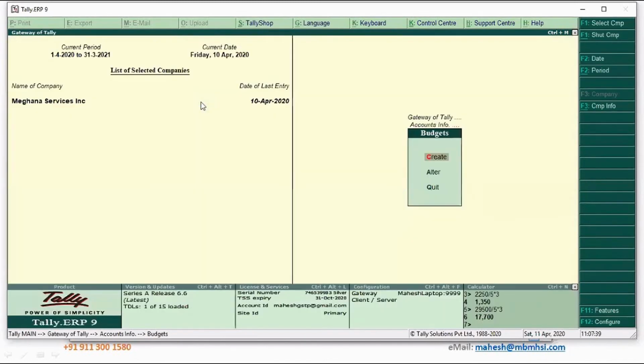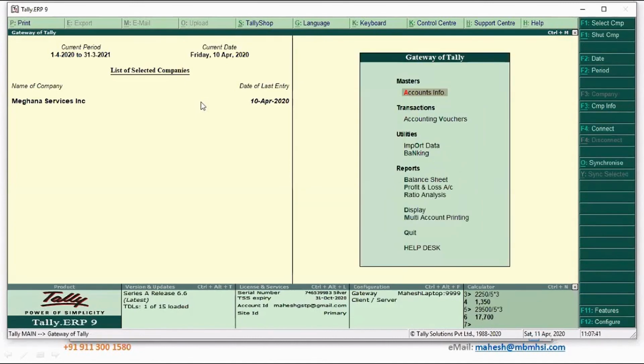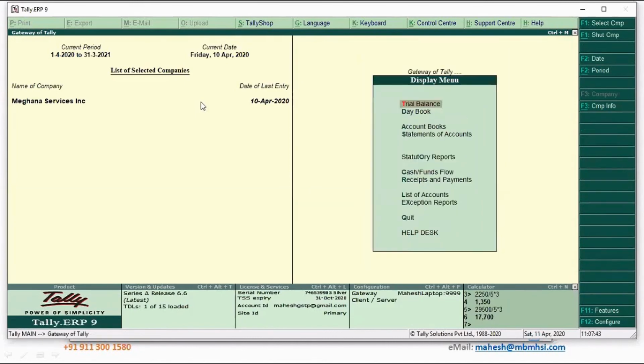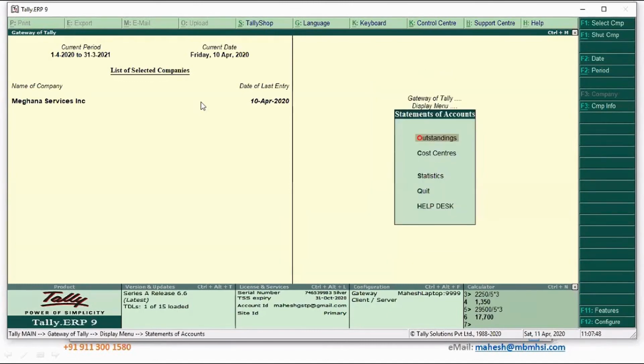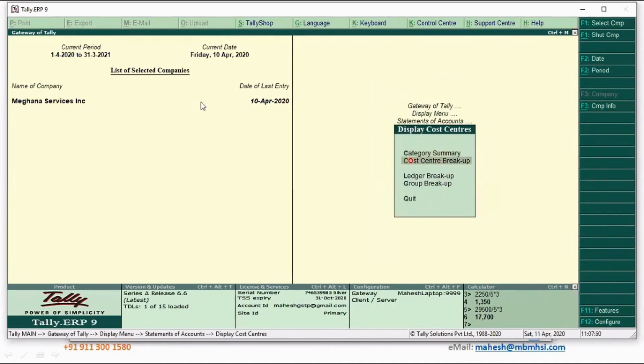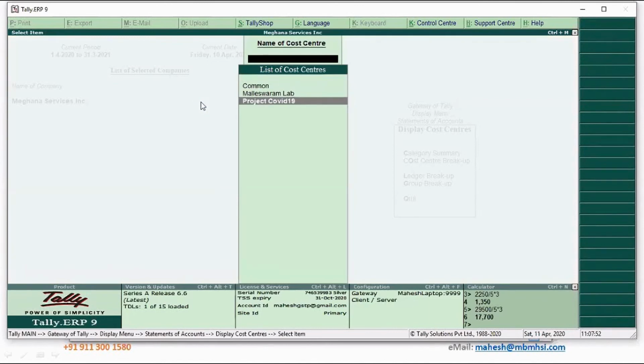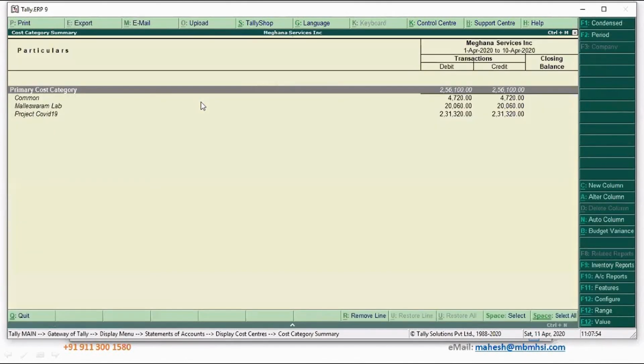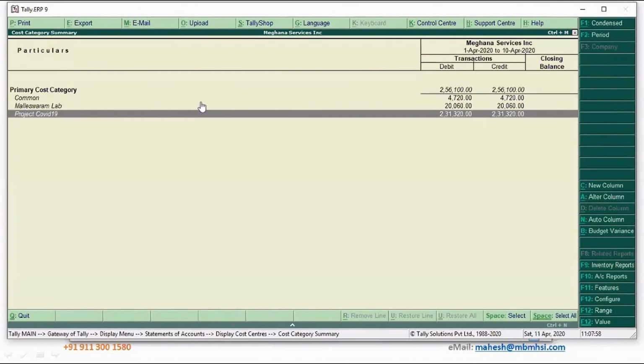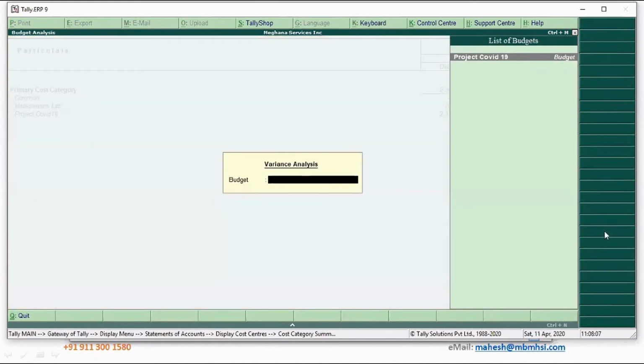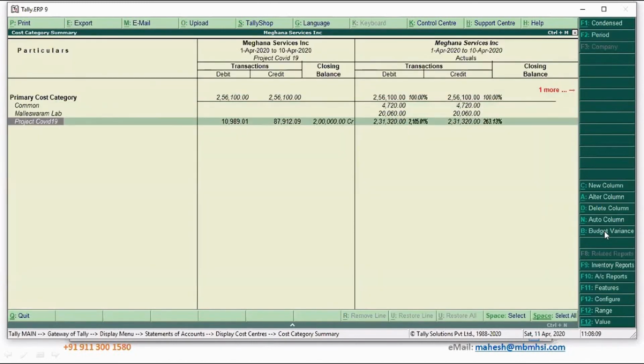Now let me go to my project, display, statutory report, statement of accounts, cost center for project COVID-19. For example, I'll say all cost centers. In this, my debit is 231, credit is 231. Here I could click on budget variance for project COVID.